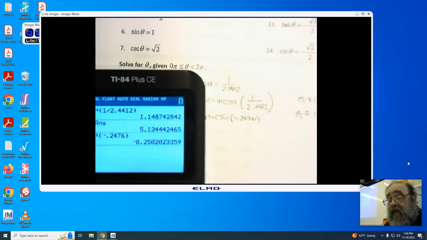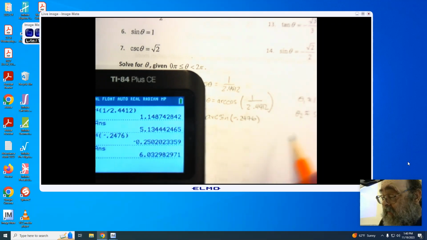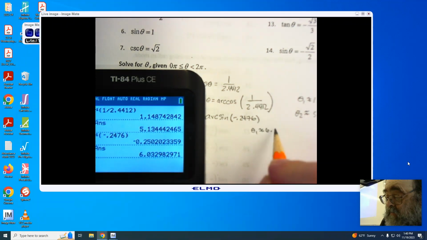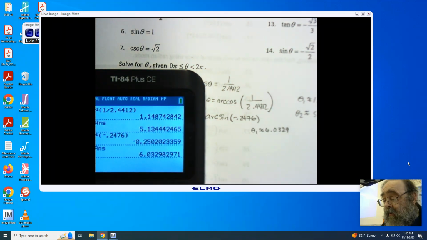Now my first answer is going to be in the fourth quadrant, so I'm going to take 2 pi and subtract. Since it's already negative, all I have to do is add that answer. And my first answer for this is theta 1 is approximately 6.0329, and I can either truncate or round.